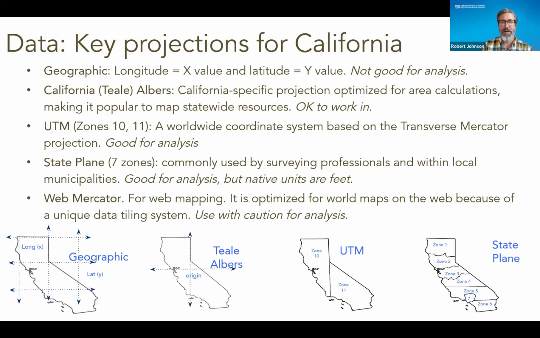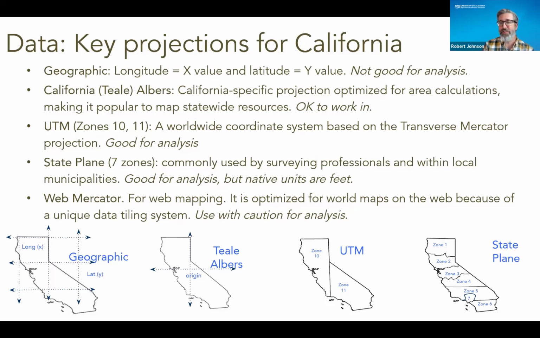A very popular one in California is the Teale Albers. It's specifically designed for California, mostly not necessarily used so much for analysis as it is for cartography, but you can use it for analysis too. It's a legitimate projection that will allow you to do real work in it. And like I said, it's very popular in California. UTM is a great projection system as well. These are the Universal Transverse Mercator. It's a worldwide coordinate system that's divided into a number of zones that are fairly narrow.